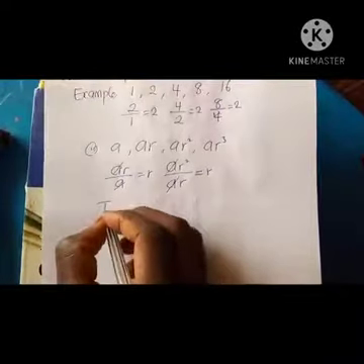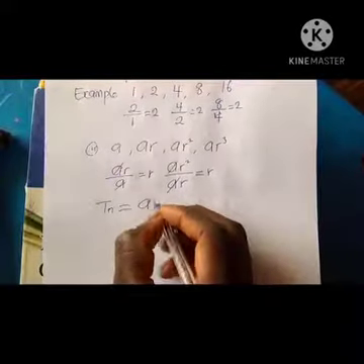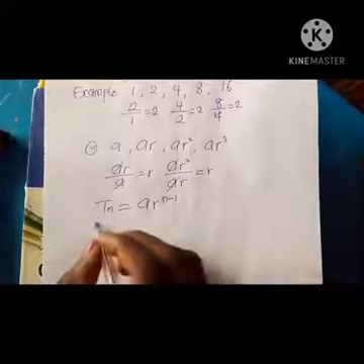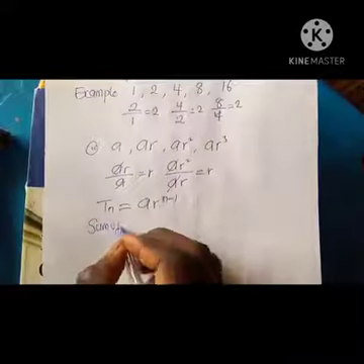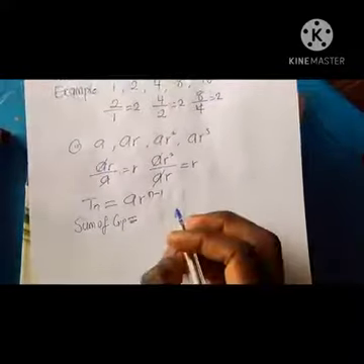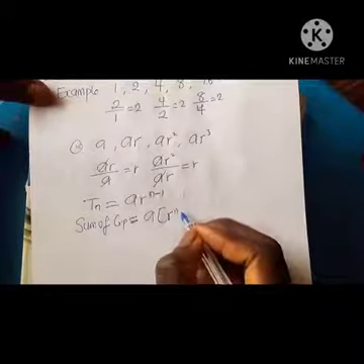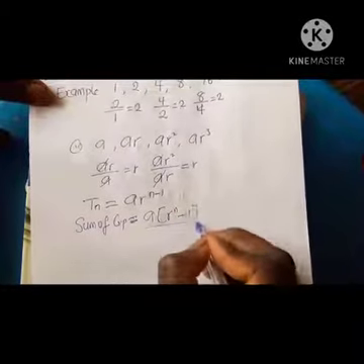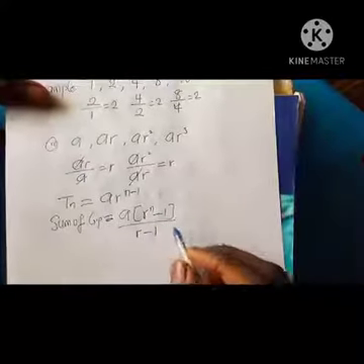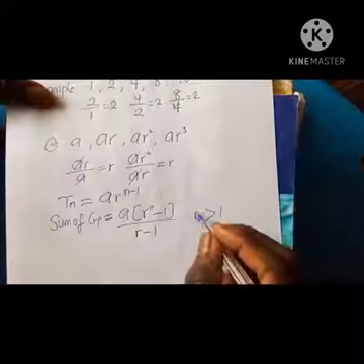So the nth term of a GP is ar^(n-1). This is the formula for the nth term of a GP. Then we have the sum of a GP. That is, we have a into bracket r^n minus 1, all over r minus 1.